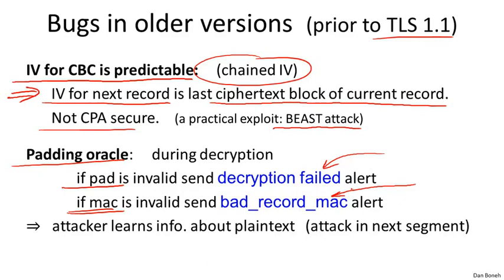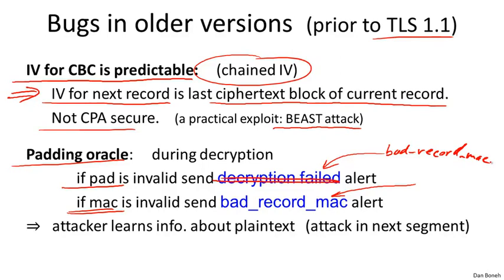The solution to this in TLS 1.1 was basically to say that instead of reporting decryption failed here, we're going to report a bad record MAC even if the pad is incorrect. And as a result, simply looking at which alert is sent back from the server, an attacker can't tell if the ciphertext is rejected because of a bad pad or a bad MAC. So this tries to mask this information.